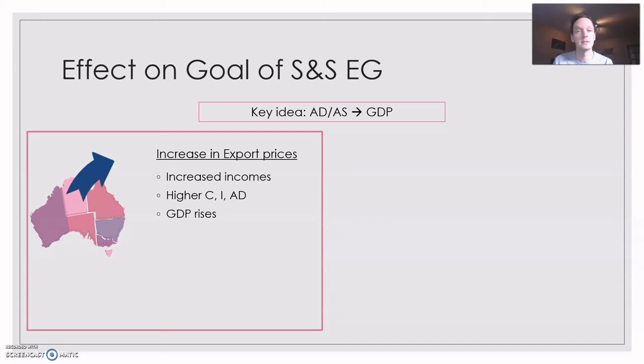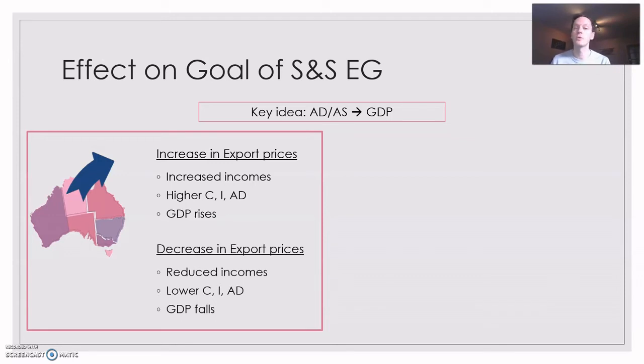This is exactly the same as what we had with the inflation one. When we have increased incomes, businesses, and the owners of those businesses are going to spend more in the economy. Therefore, aggregate demand will rise, GDP will rise, production will rise.